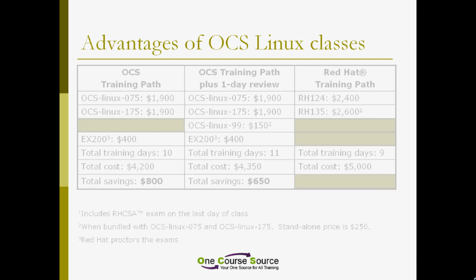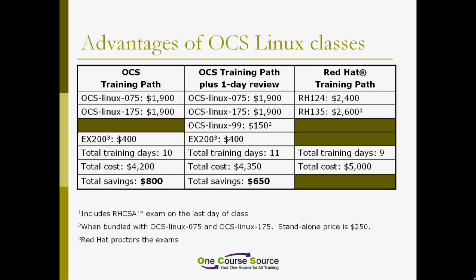On this slide, you can see how much you will save by taking the OCS classes instead of the Red Hat classes. The OCS RHCSA prep track includes 10 days of training and costs a total of $4,200, including the cost of the certification exam. The Red Hat RHCSA track includes only 9 days of training and costs $5,000, including the cost of the certification exam. Your savings? $800.